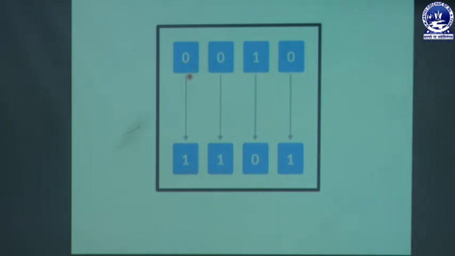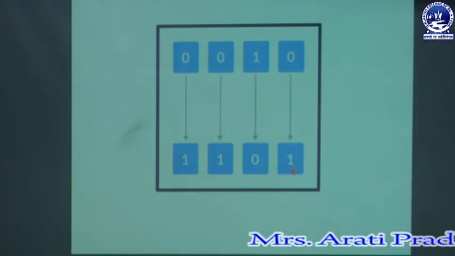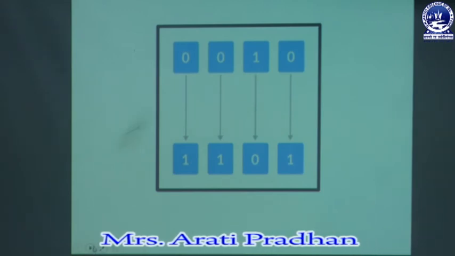It means that when you are taking 4 bits, that is a nibble, then in that case if the value is 0, then that is 1, then 0, then that is 1. If it is 1, then that will be 0. If it is 0, then that will be 1. It is very simple to understand.